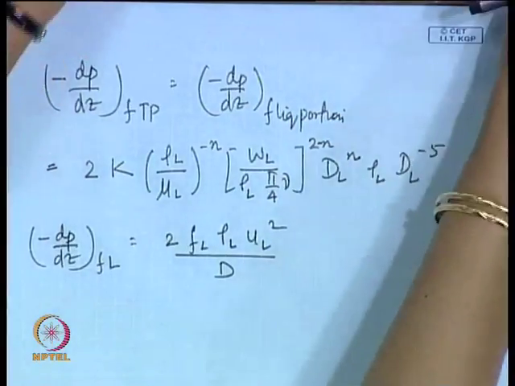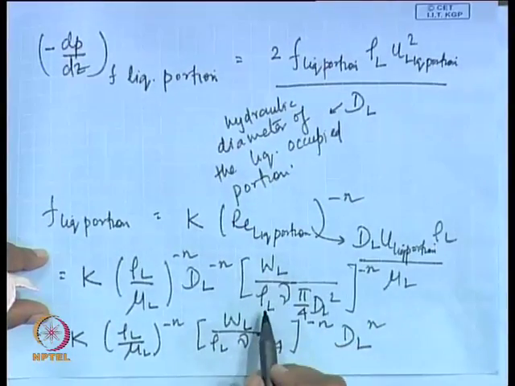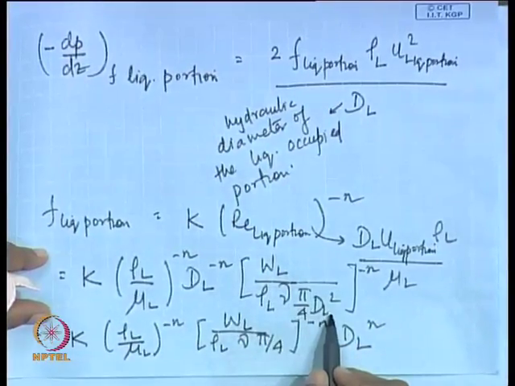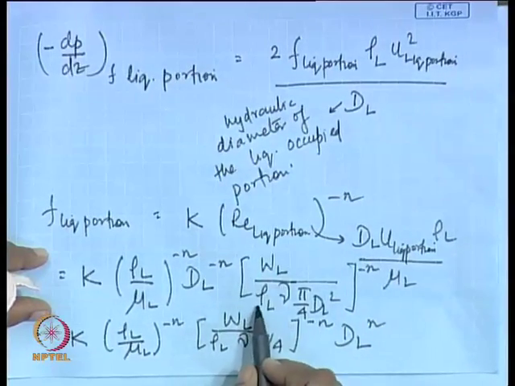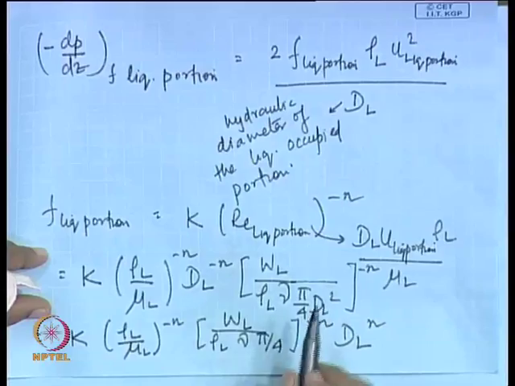Fine. Here, what was UL, U liquid portion? It was WL by rho L gamma pi by 4 dl square, agreed. Now, it is going to be WL by rho L pi by 4 d square, when the liquid occupies the entire cross section, that is, the liquid flows alone in the pipe. Clear to all of you? Anybody who wants me to repeat this?